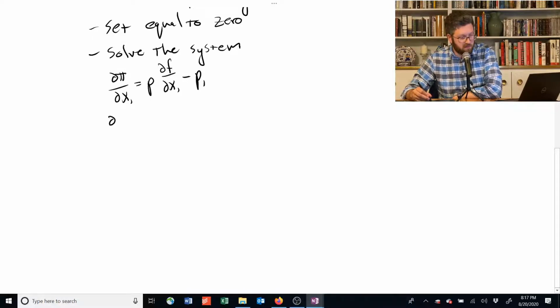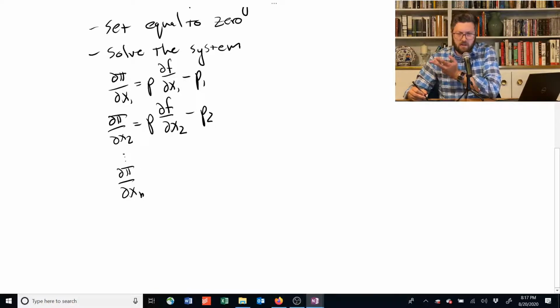The next one is going to be the partial derivative with respect to x2, and that's going to equal p times the partial derivative of the production function with respect to x2 minus p2. And we have to do that over and over again. And eventually we get to the last one, where we're taking the partial derivative with respect to the last input, x sub n. And we've got p times the partial derivative minus p of n.